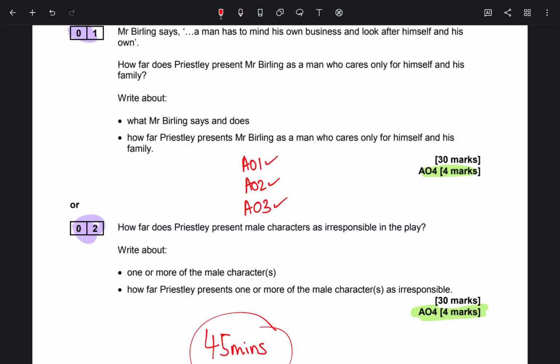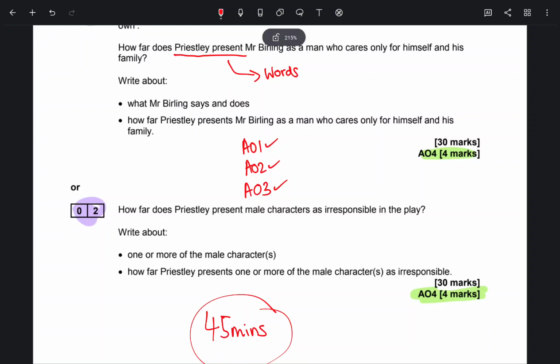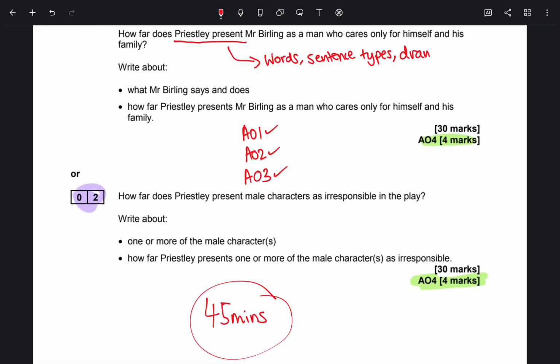Okay, so I'm just going to make a note here. If I just underline this, Priestley present. So when you look at the methods, you're looking at his words. That includes, I'm not going to write it all because it's going to take a long time, the verbs, the adjectives, the nouns, etc. It includes the sentence types. So what type of sentences is he using? The use of dramatic methods. For example, dramatic irony, is that used within the text? So dramatic methods.